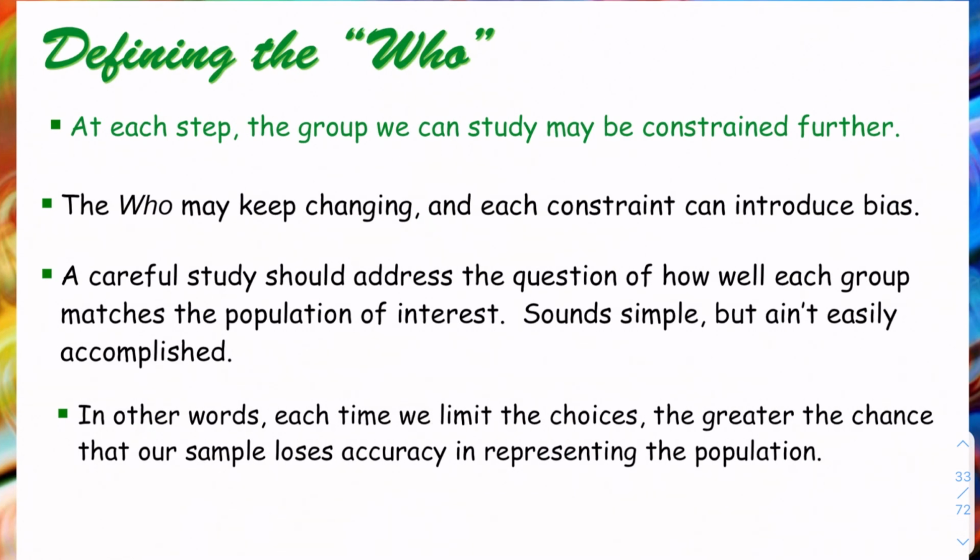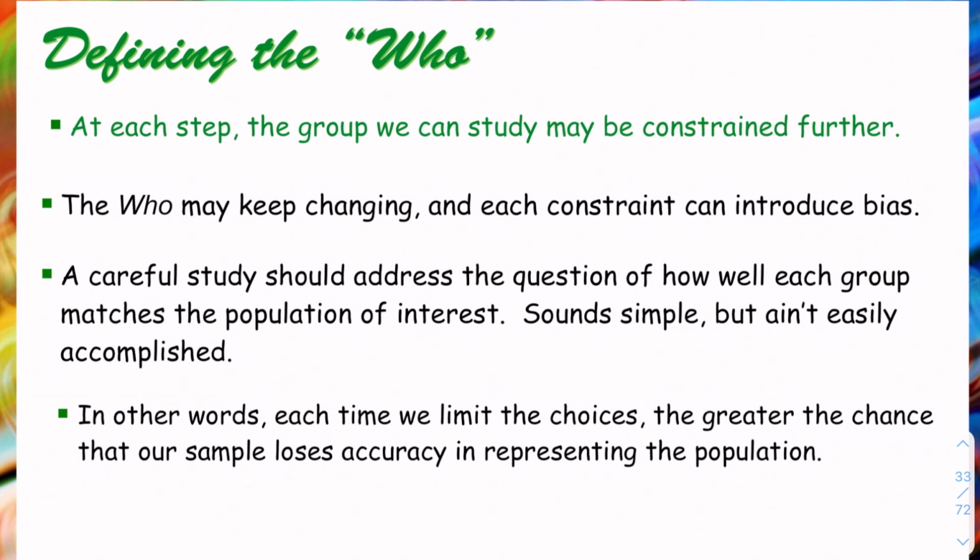So at each step, the group we can study may be constrained further. The who may keep changing, and each constraint can introduce bias. A careful study should address the question of how well each group matches the population of interest. Who do you care about? It sounds simple, but it ain't easy to accomplish.